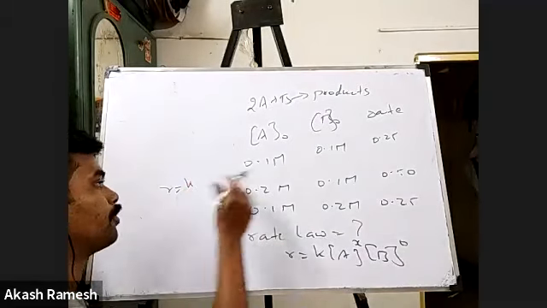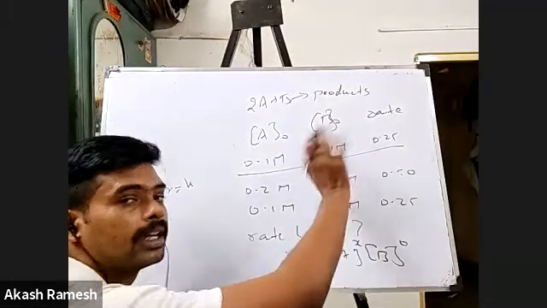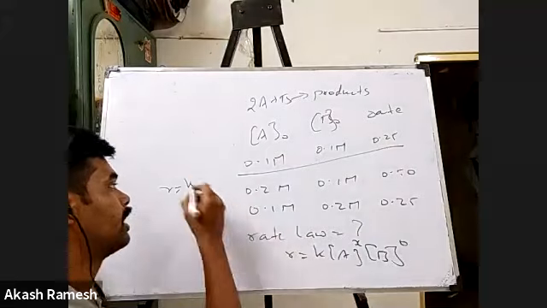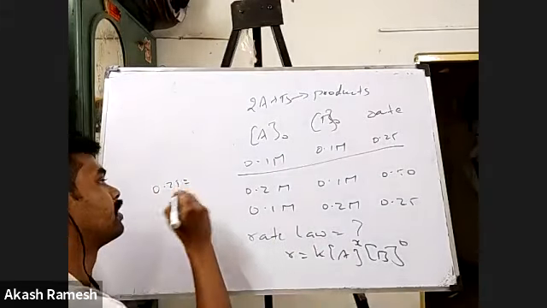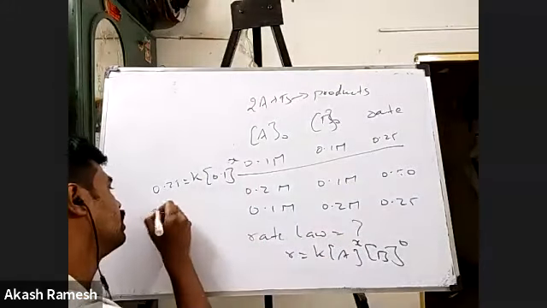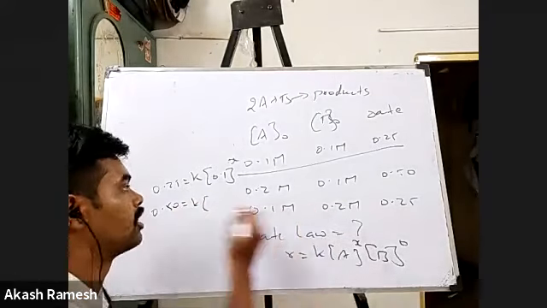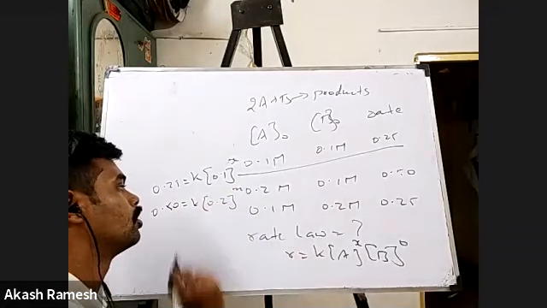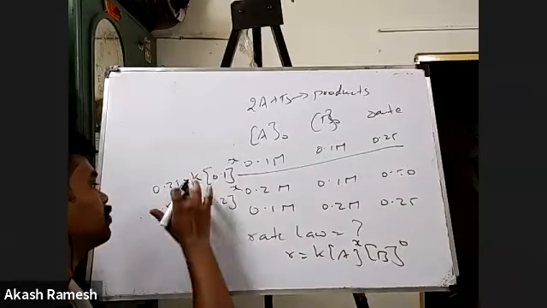R is equal to, for the first iteration, I'm writing. I don't even have to include B in this. It's not required. R is given: 0.25 is equal to K into A power, that is 0.1 power some X, and I have to find this. Same way, going to the second iteration, the rate is 0.50, K, and the concentration is 0.2 power X. Now I'll divide this by this.